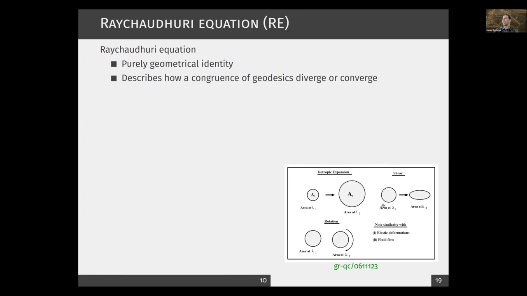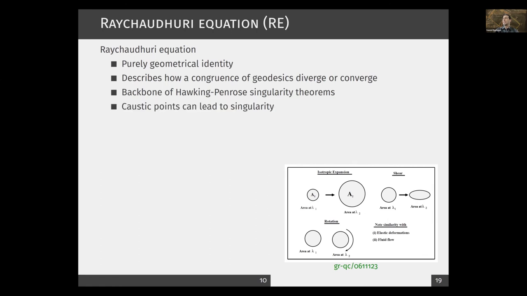You will have the change of shape of the circle to an ellipse or some other shape. This is called the shear. And you have the rotation or vorticity, which basically rotates or twists these geodesics. So there are three important phenomena here that can be seen later in the Raychaudhuri equation. And this is basically the backbone of the Hawking-Penrose singularity theorems. And if it leads to caustic points, basically it means that if your coordinate system is not bad at that point, you have a singularity at that point.